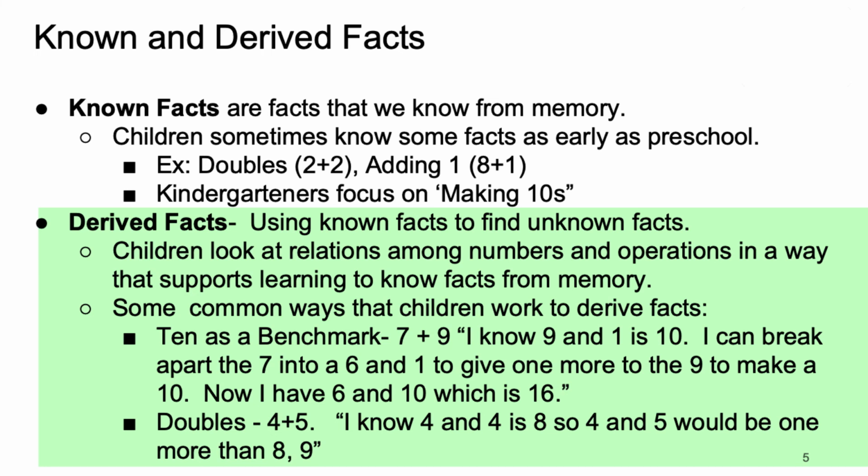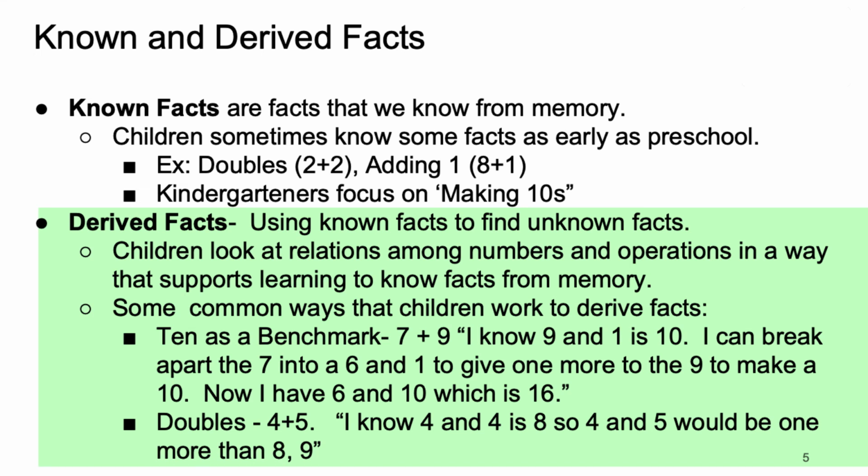All right. So some common things that kids use to derive. We already talked about doubles, which is like if I want to know 4 plus 5, if I know 4 and 4 is 8, then 4 and 5 is going to be one more, which is 9, right? So that's a pretty easy one to derive.